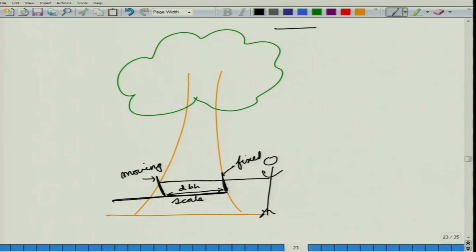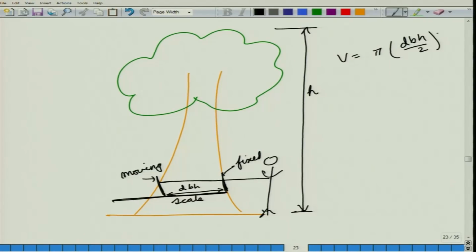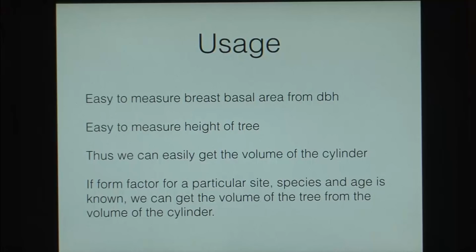Similarly, it is easy to measure the height of the tree. We could use our trigonometric principles or a number of other equipments to measure the height of the tree. So, we can very easily get the volume of the cylinder. The volume of the cylinder would be pi into DBH by 2 whole square multiplied by the height of the tree. So, we can very easily get DBH, we can very easily get the height, and so we can very easily get the volume of the cylinder. Now, if the form factor for a particular site, species and age is known, we can very rapidly get the volume of any tree from the volume of this cylinder.